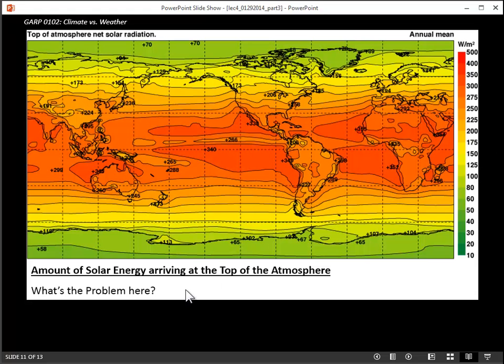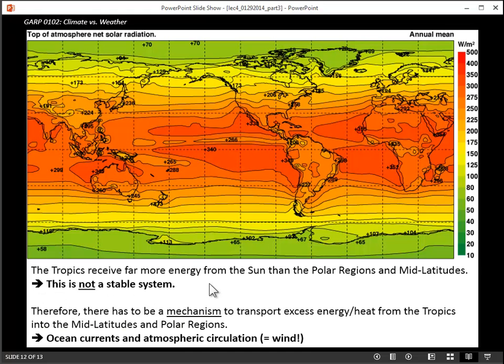Now, what is the problem with this? This is a simple map and a simple statement, but it has profound implications. Right? This is not a stable system. Yes, it's absolutely true that tropics receive far more energy from the sun than the mid-latitudes or the polar regions. So Hawaii gets far more heat from the sun than Massachusetts or Alaska. And that is not a stable system. We cannot have a situation where one part of the Earth gets heated up a lot and another part of the Earth really doesn't get heated up that much.